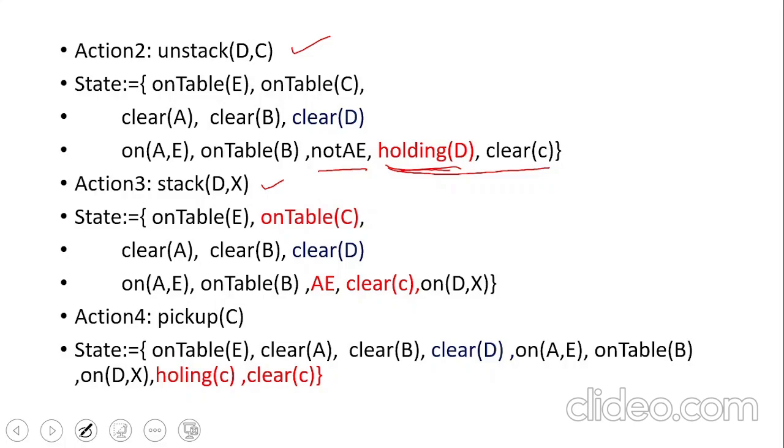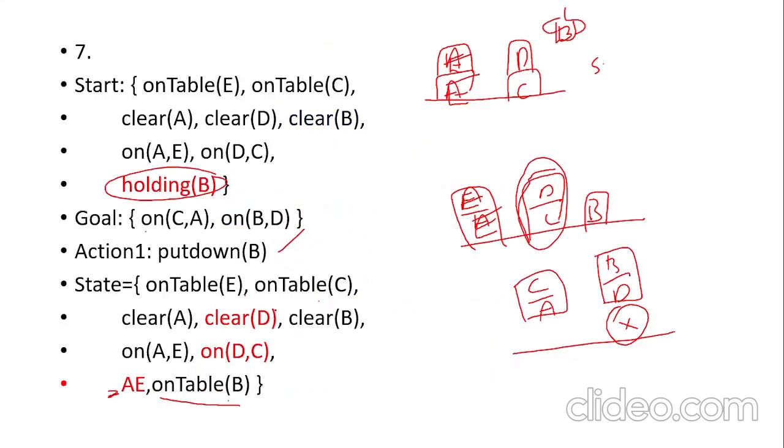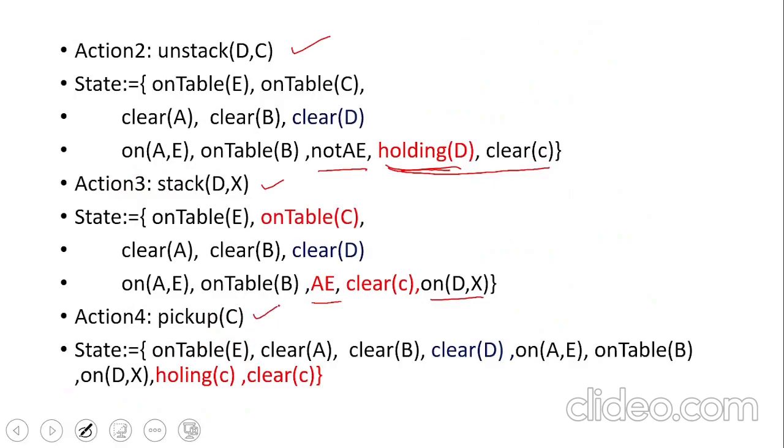After performing this stack DX, the effects are arm empty, on AB, so that's why you got on DX and not clear D. Sorry, not clear D, so that's why I removed that clear D here. Next action, pick up C. That C has to go and be kept on the A, so that's why pick up C.